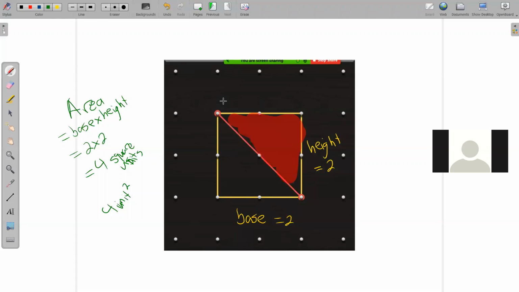So, a right triangle. Yes. A right triangle is definitely easily half of a rectangle.